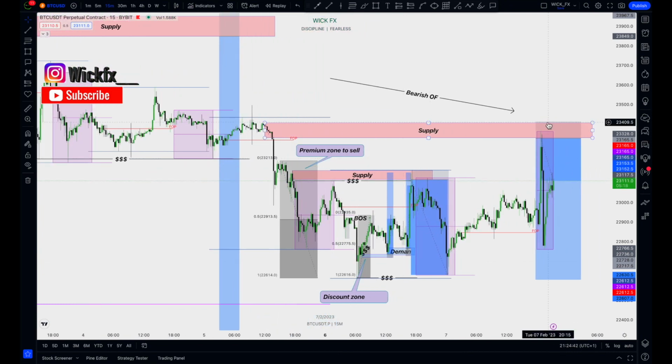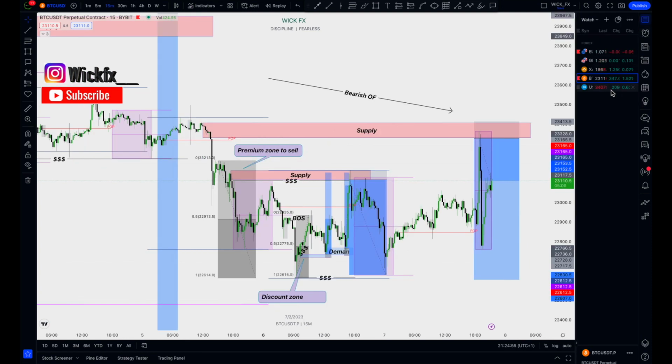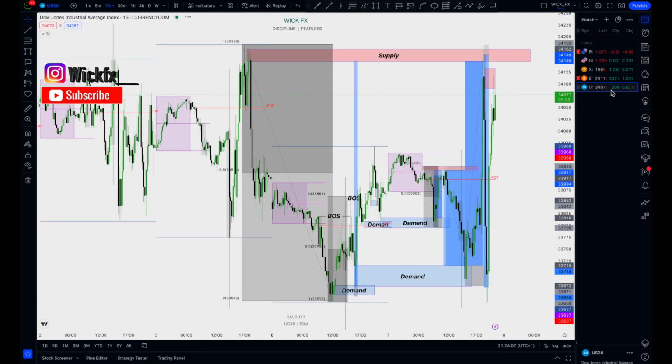I look for premium and discount zones. I go more and more in depth on how to select the zones, how to refine them, how to know exactly what the price action is going to do. It's just going to come with more backtesting, and I'll make a backtesting video on this.